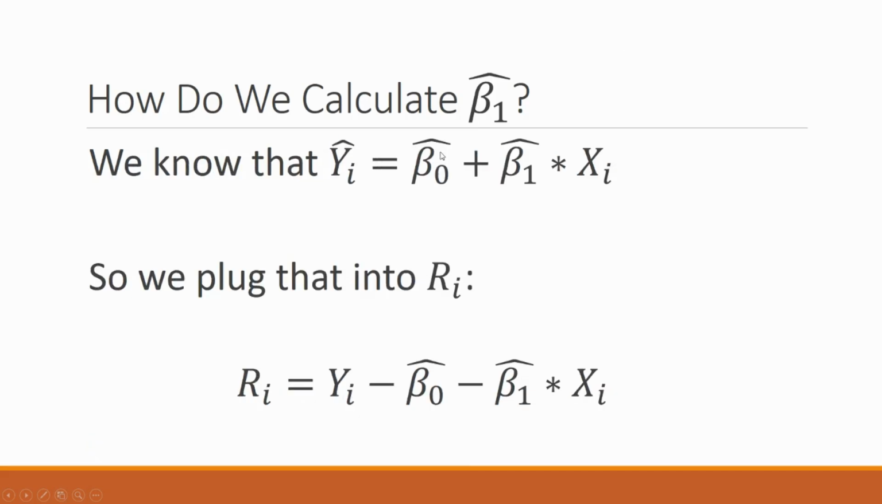This is our regression line. This is a function of beta 0 hat and beta 1 hat. In fact, we can say this line is y hat equals beta 0 hat plus beta 1 hat times x. That's what this line is.